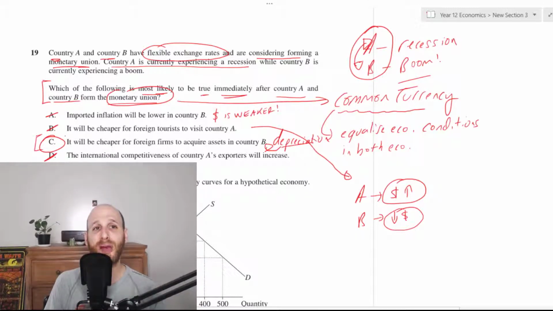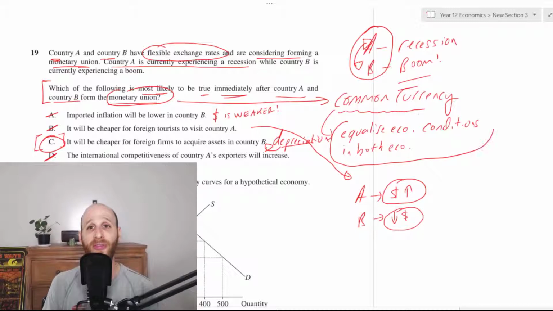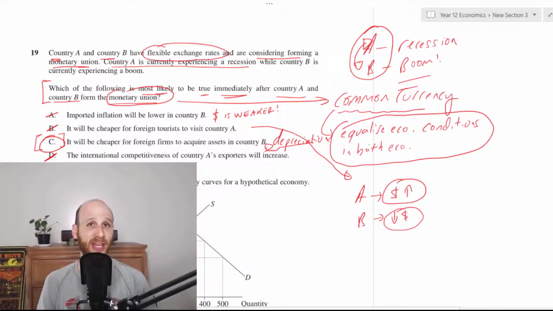Now, you may question the assumptions of this question. You may not see it as being a given that that will happen, but all I'm saying is that based on the answers that Nessa has given us, I think that these are the assumptions that we need to make in terms of this question.